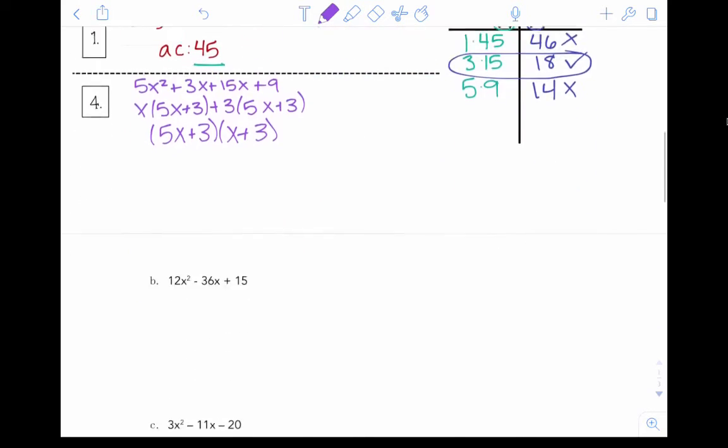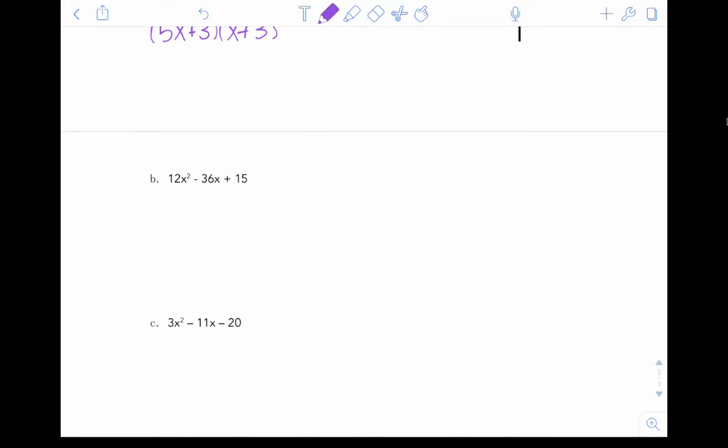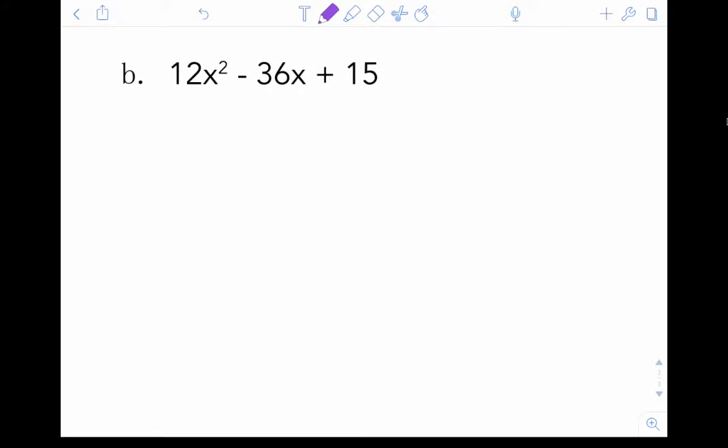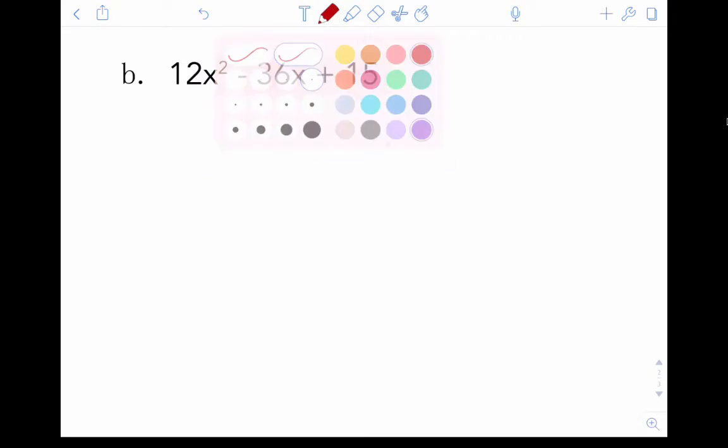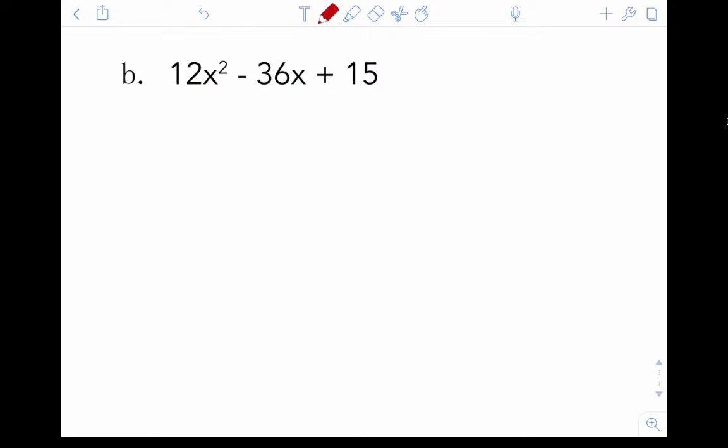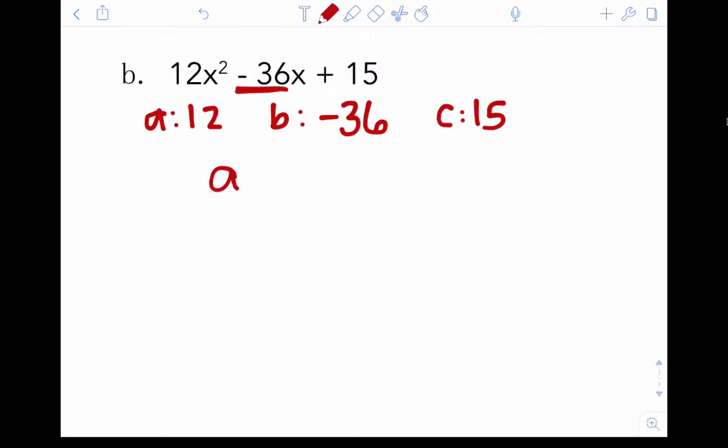Let's go ahead and do the second example together. So this is on the back of your paper. The first thing we're going to do is identify our A, B, C and then our AC. So my A is 12. B is negative 36 because you have to pay attention to the sign in front. C is 15. And then AC is 15 times 12, which is 180. So my AC is 180.